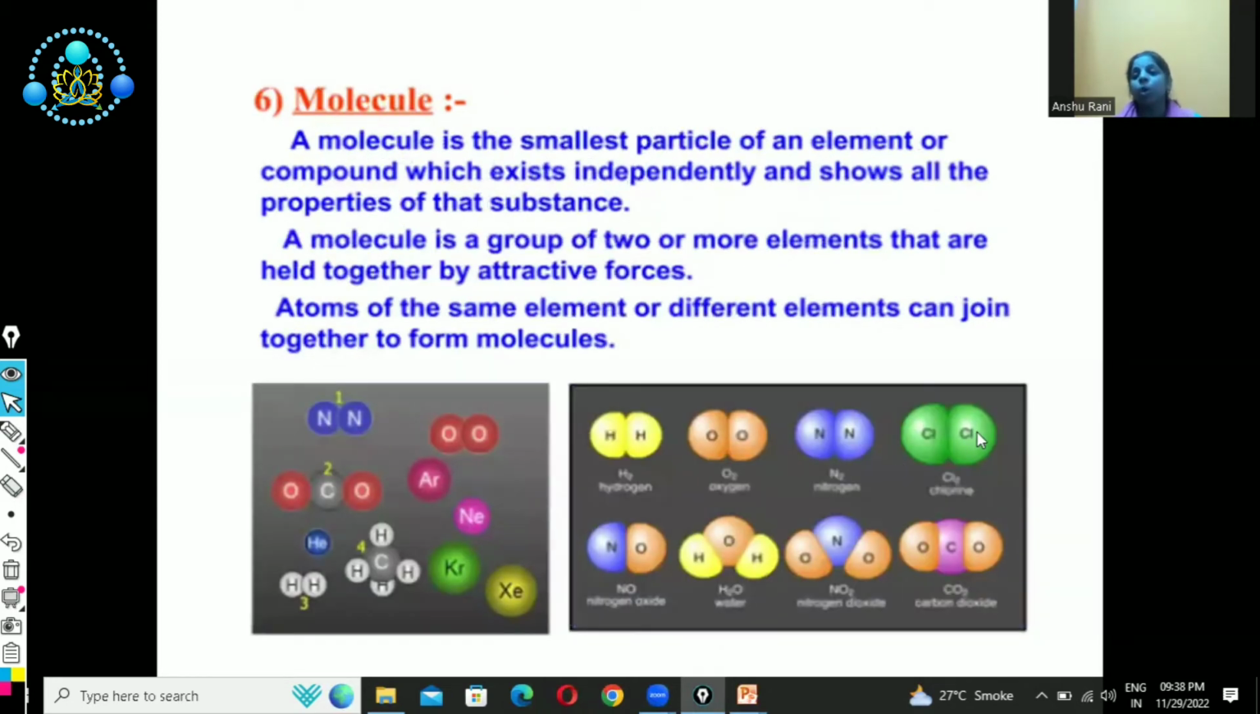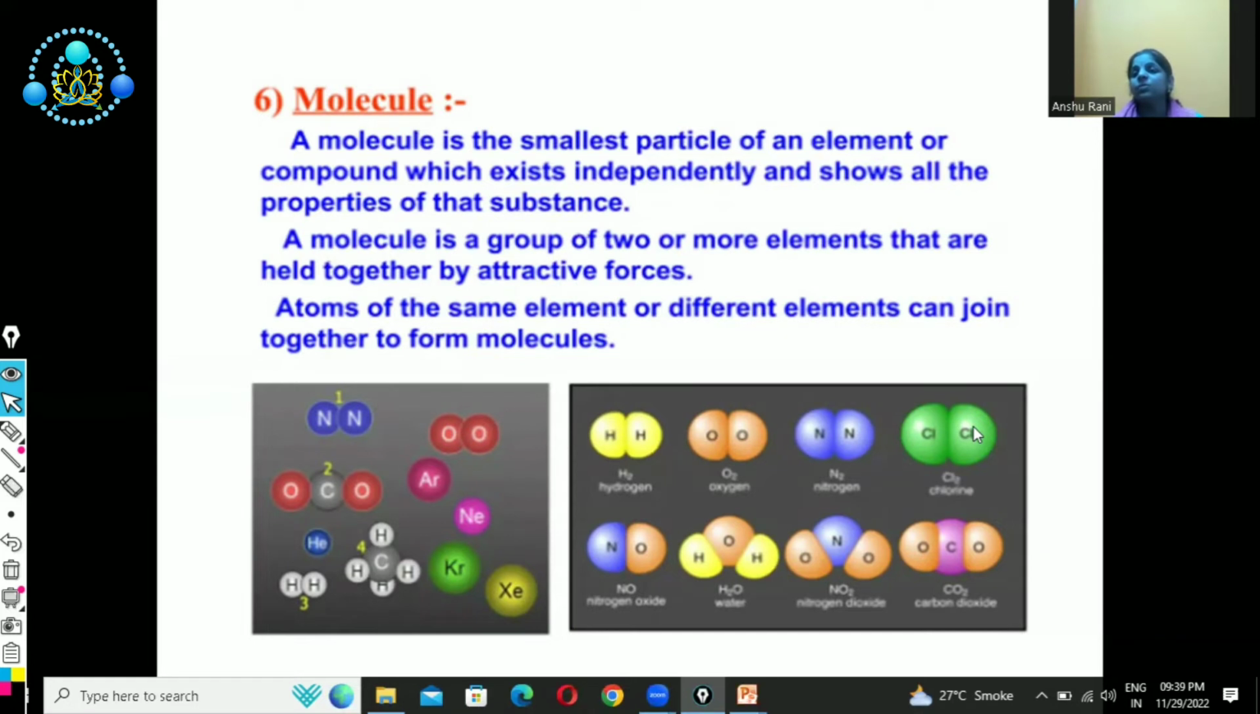Then comes what is a molecule. A molecule is formed when different elements are combined to attain stability. Atoms combine to form molecules so that they can attain a stable structure. A molecule always has independent existence, and a number of atoms can join to form a molecule, right?